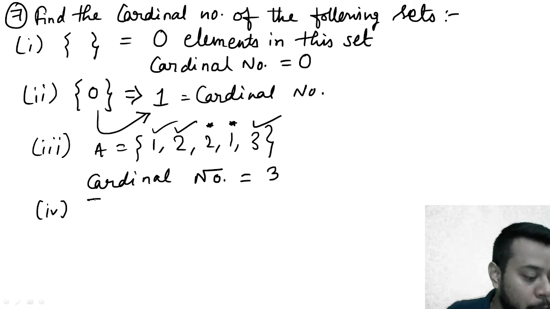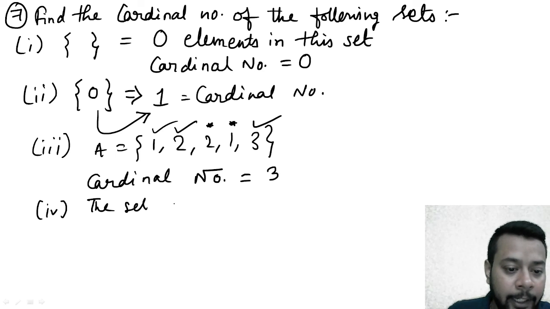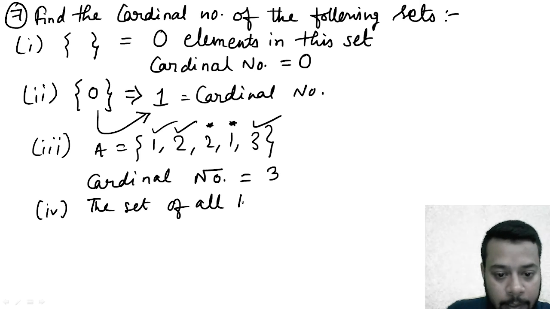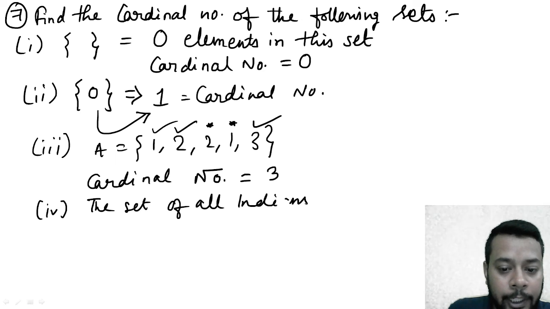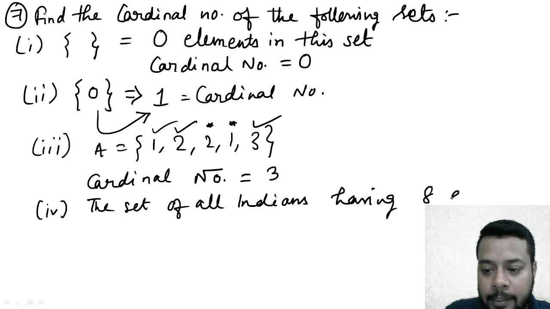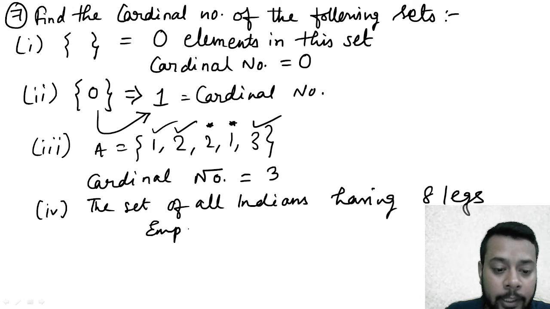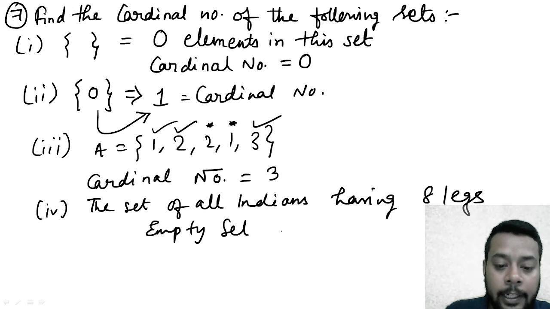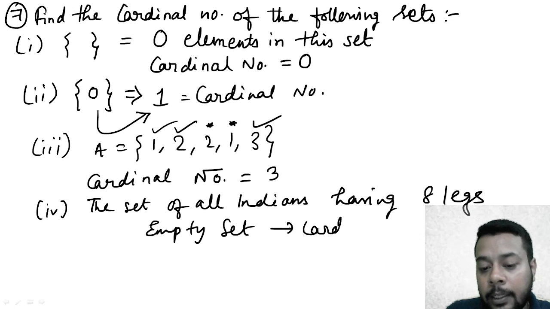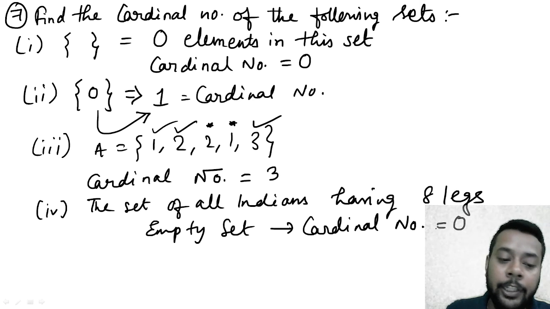If I talk about 4, the set of all Indians having 8 legs. Have you seen any person having 8 legs? Definitely not. So this is an empty set. And in an empty set, what do we know? The cardinal number is 0, right?